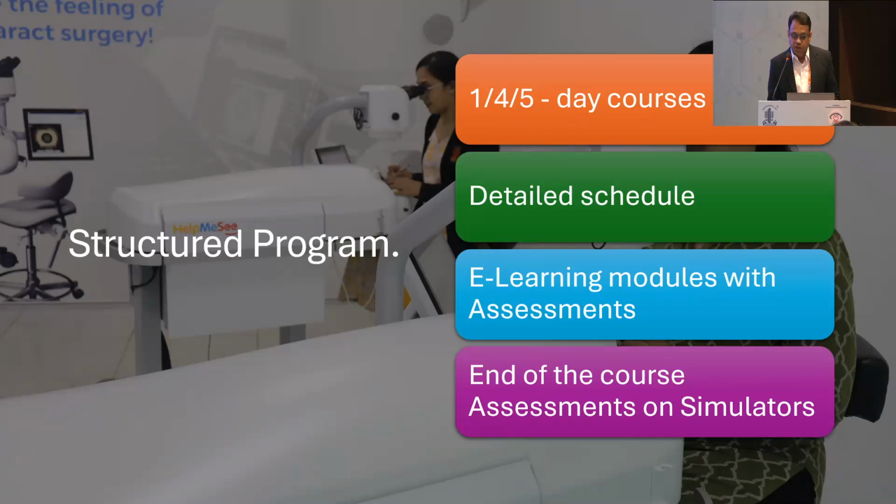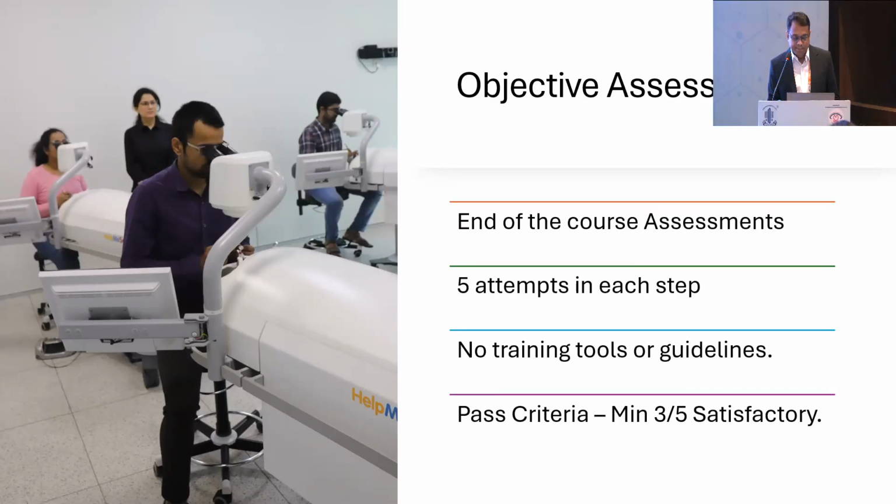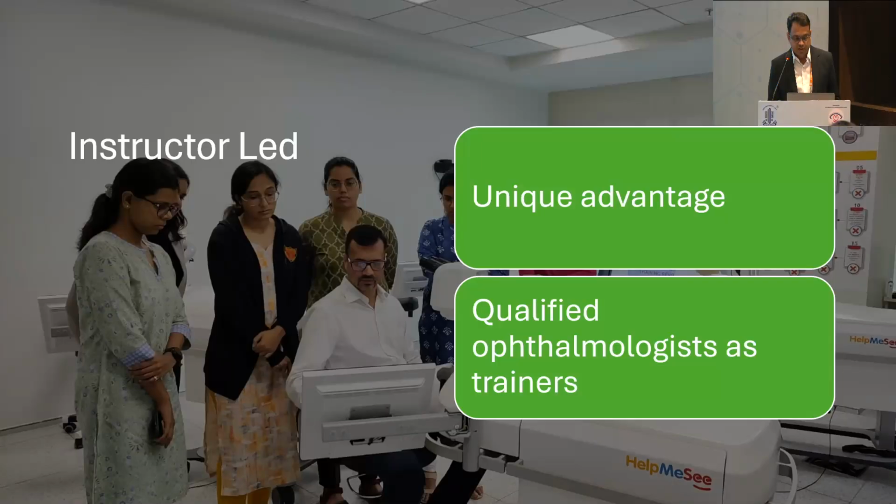We also have good e-learning modules which prepare the trainees before they land up at the simulation training center. As I said, at the end of the training, we assess how well the trainees are working on the simulator. We make them do 5 attempts, and out of those 5 attempts, they have to show at least 3 satisfactory attempts. We don't allow them to use the training tools and guidelines that were used during the training. The pass criteria, as I said, is 3 out of 5 satisfactory attempts.